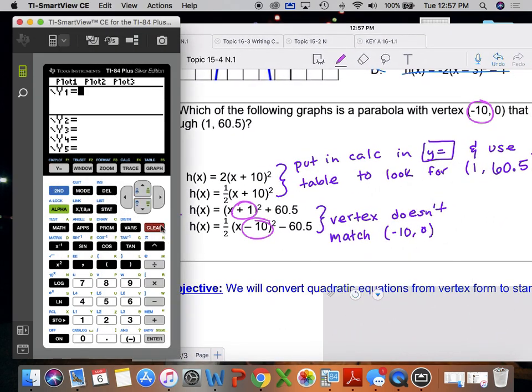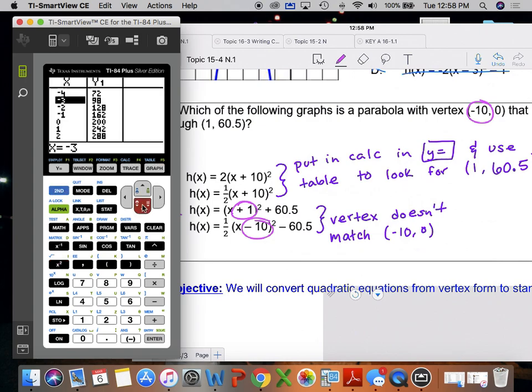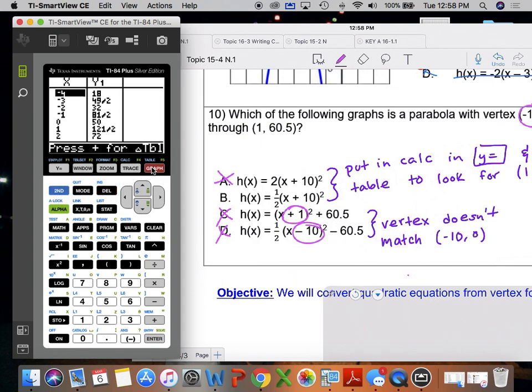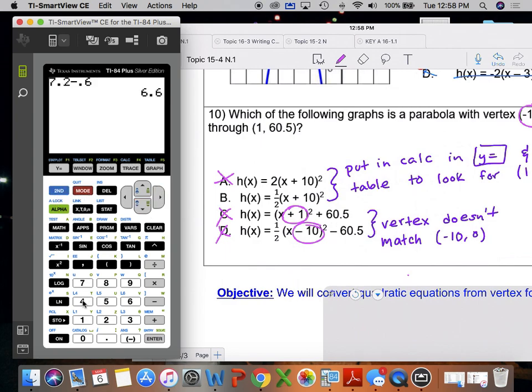So for A, I have 2 parentheses x plus 10 squared. And I'm going to go to the table. I'm looking for when x is 1, y is 60.5. So A does not look correct. So I go to B. I need a fraction of 1/2. Delete that 2. X plus 10 squared. Second table. When x is 1, y is 121 divided by 2. 121 divided by 2 is 60.5, so B is my correct answer.